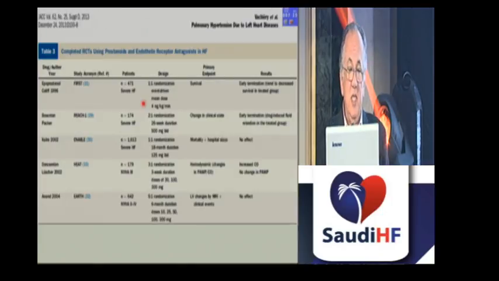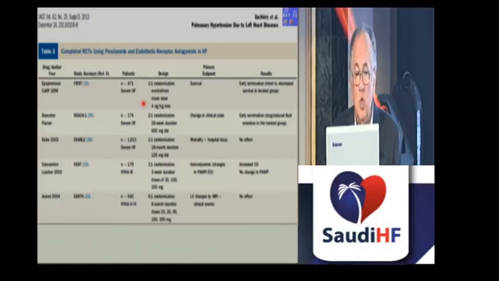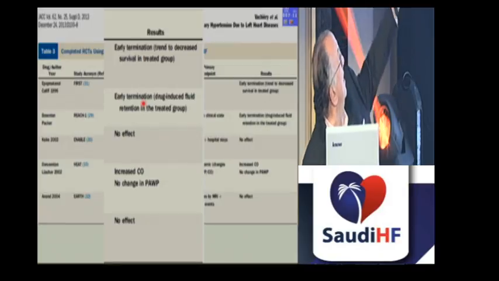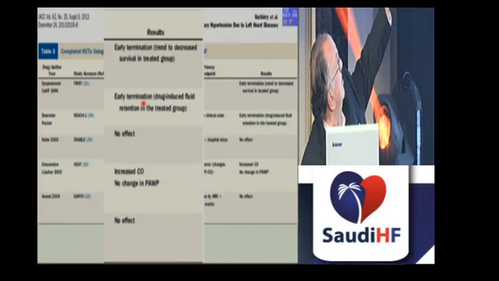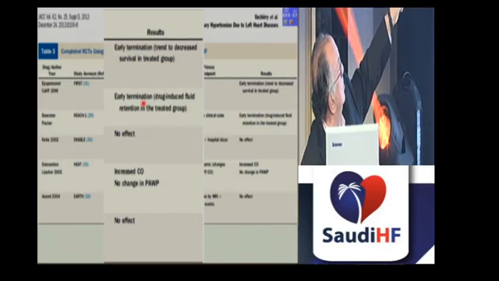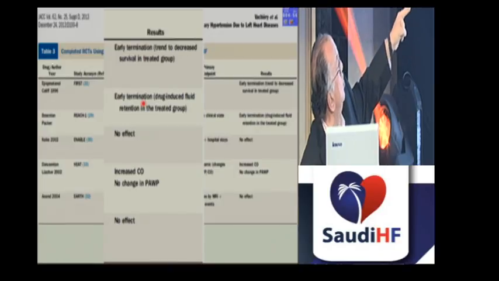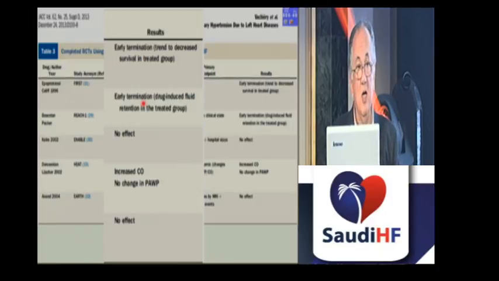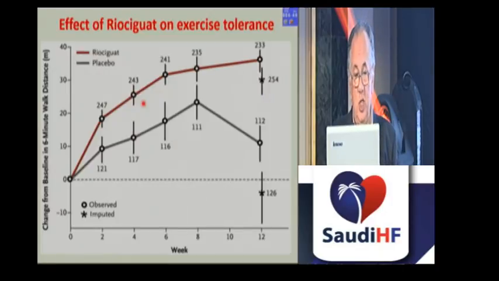These are the completed randomized controlled trials using prostanoids and endothelium receptor antagonists. And what I'm going to draw your attention to is the results, which I produce magnified here. You can see early termination, trend to increase the survival, but no actual benefit. There is decreased survival in the treated group actually. Early termination, drug-induced fluid retention, no effect. Increased cardiac output, no change in pulmonary artery wedge pressure, no effect. So generally, the results are not up to our expectation.